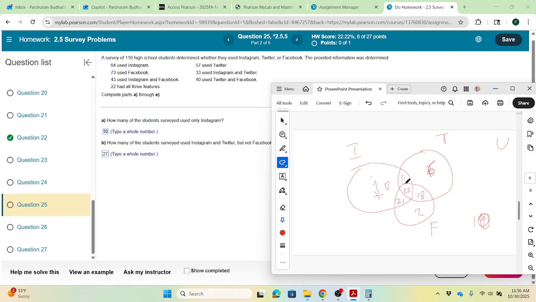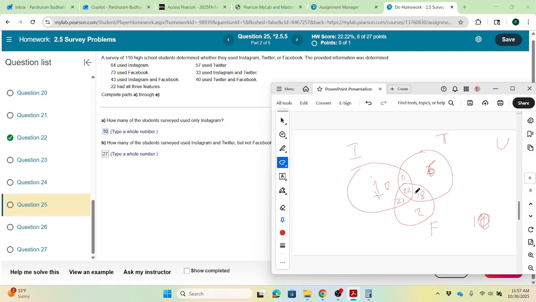So 22 had all three. 43 use Instagram and Facebook. So Instagram and Facebook, that's supposed to be 43. So that means 22 plus 21 is 43. And 40 used Twitter and Facebook. So 22 plus 18 is Twitter and Facebook. 33 use Instagram and Twitter. So Instagram and Twitter, 22, 23, 33. That's right. This information is right. Cool. Now, let's go back.